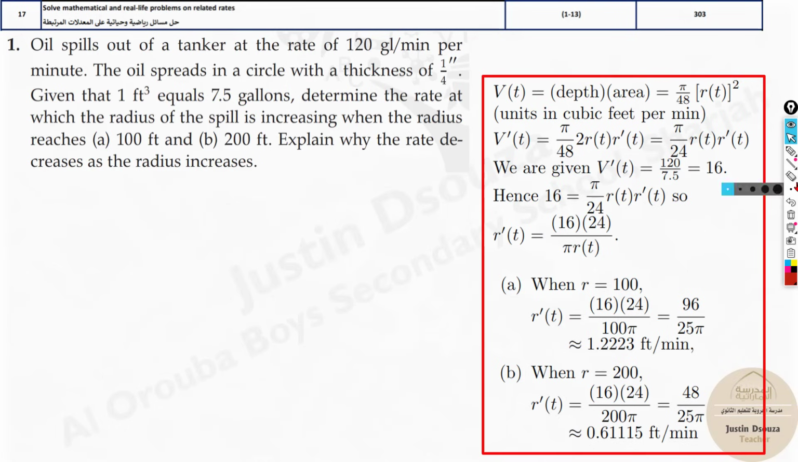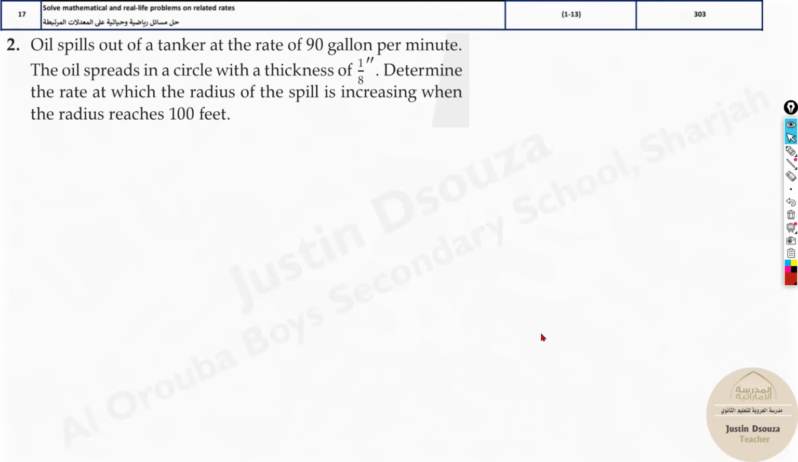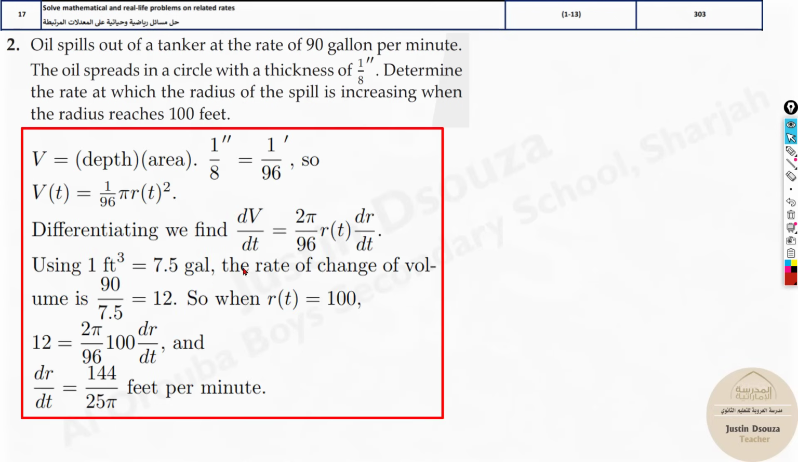You can check the answers. Yes, we got the same one, 0.611 and 1.22. Please try out this problem by yourselves. It's literally the same thing, but just the gallons over here is 90 gallons and the thickness is changed. Please try it by yourselves, then check the answer. Over here they just ask the rate of change of radius with respect to time. It's similar. Same formula, just substitution and then solving it.